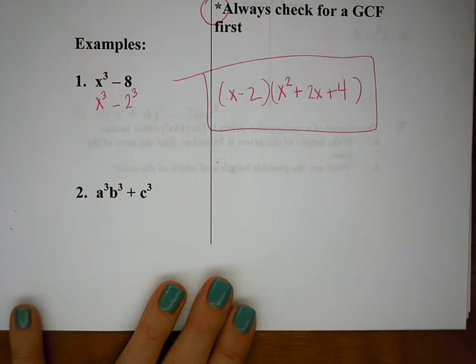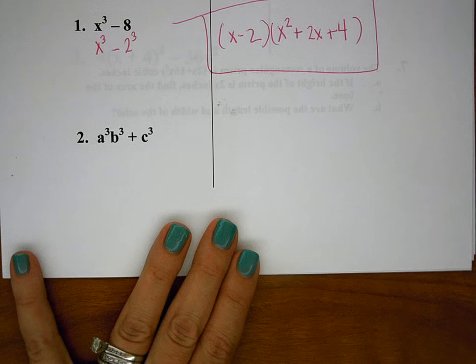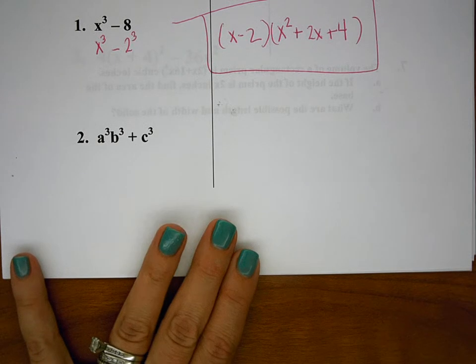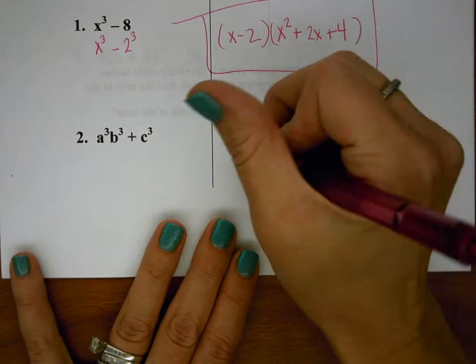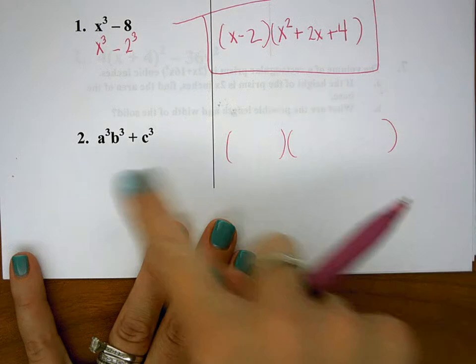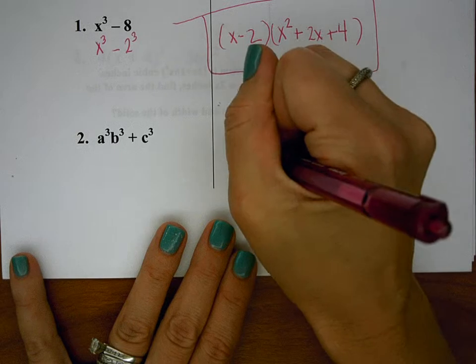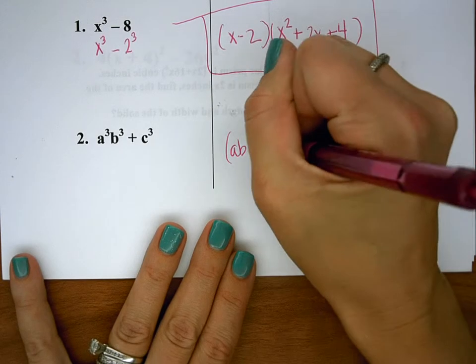Moving on, number 2. Okay, first of all, is there a GCF? No. Next thing is, is everything written as cubes? Yes, so I don't even have to rewrite anything. Everything is written as cubes. So now we make our 2 parentheses. My first parenthesis is written exactly the same way as it is here. We just take away the cubes. So that means it's going to be AB plus C.